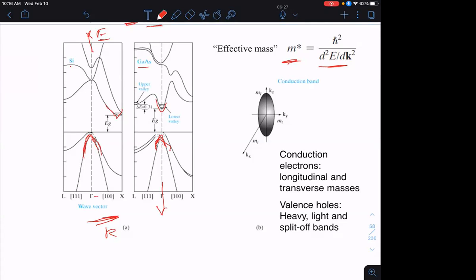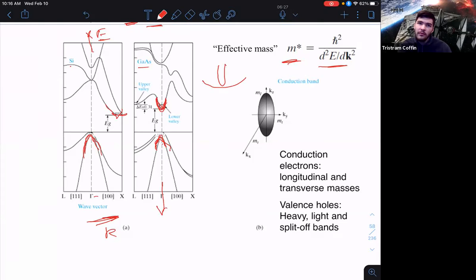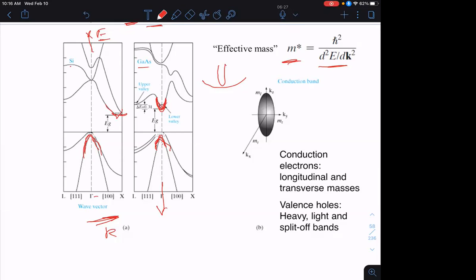Let's concentrate on the conduction band. Which one do you think has a sharper curvature? Silicon? So sharper curvature would be something like this. A gentle curvature is something like this, right? So is this sharper or this sharper? Gallium arsenide. Looks like gallium arsenide is sharper over here, okay? So gallium arsenide electrons have a lower effective mass, and in principle, you could make faster transistors in gallium arsenide than in silicon, okay?